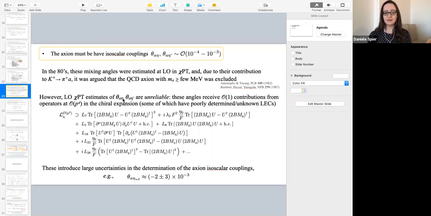And so what I'm trying to argue here is that if you take these uncertainties into account and you try to quantify them, and we try to do this a little bit, you conclude that at order p to the 4 in the chiral expansion, you introduce errors so large to the determination of these mixing angles that whatever argument was made from estimations of kaon decays and exclusions of the axion, they don't hold.